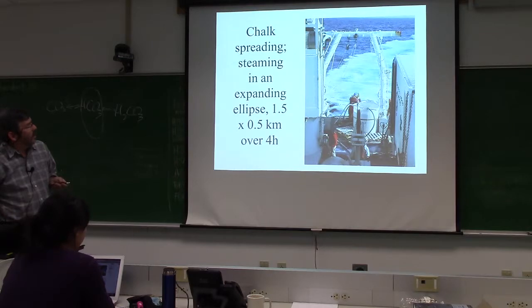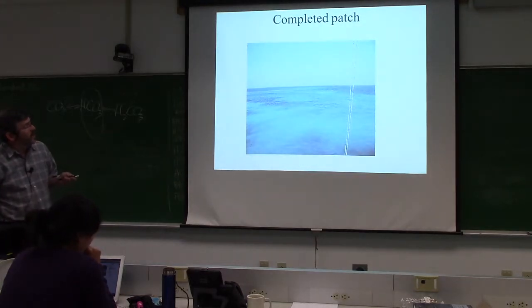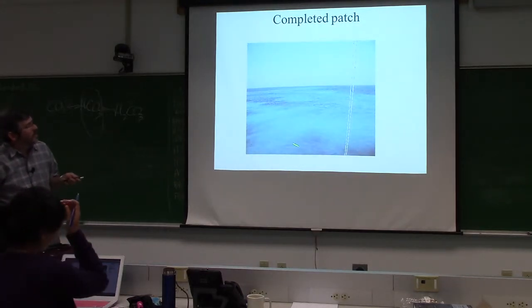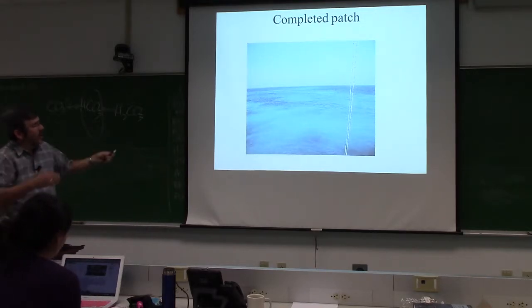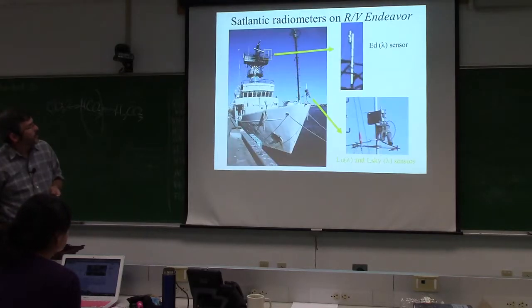And here we are steaming in an elliptical pattern here. We're spreading it. We had tanks here that we loaded it into, and then we had to disperse it and then put it over the side. And it wasn't quite as homogeneous as we would have liked, and you can see by the time we finished laying this, it was already starting to not resemble an oval shape.